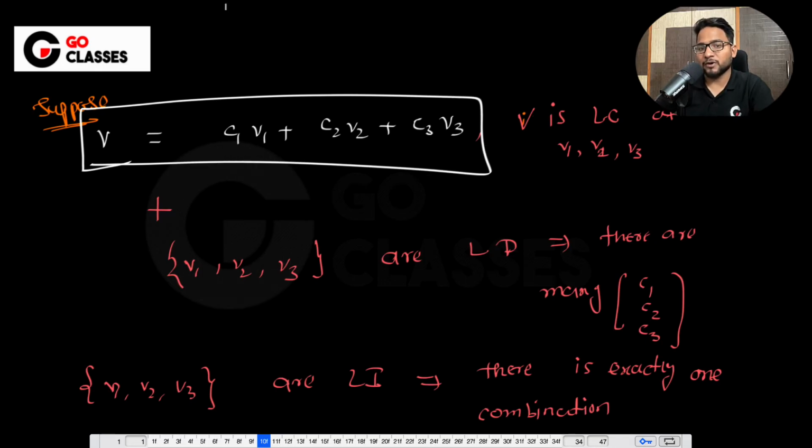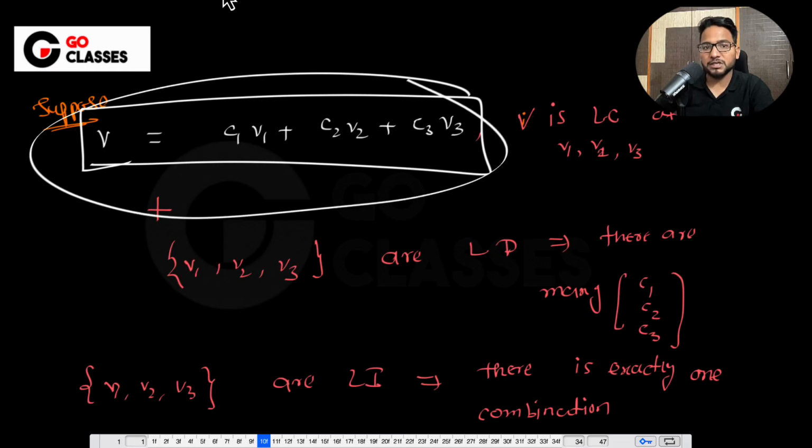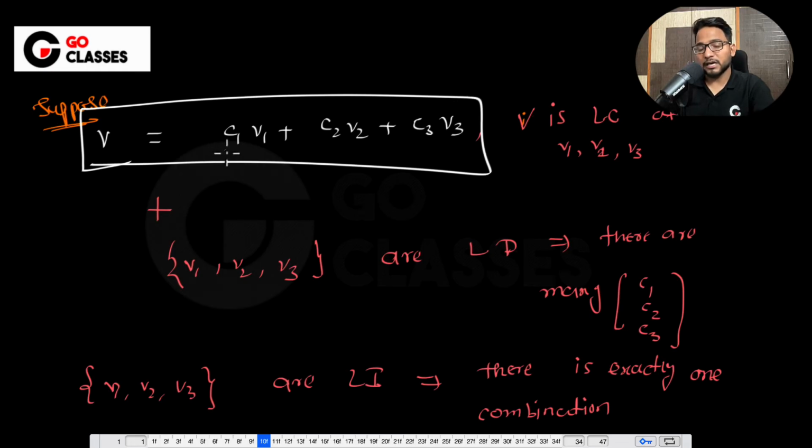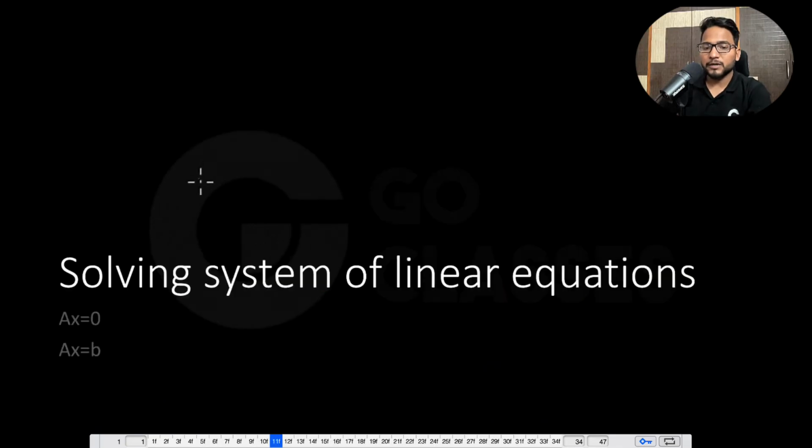Otherwise, there is only one way, right? If they are linearly independent, then there is exactly one combination. If they are dependent, then many combinations, right? So that's what we have seen.